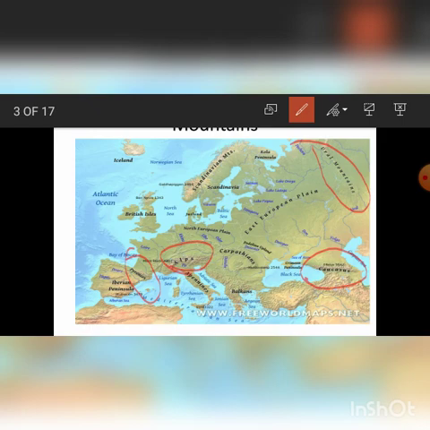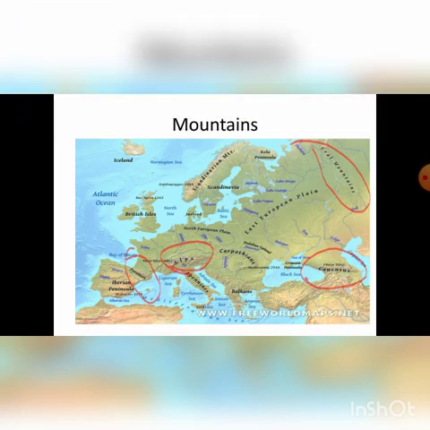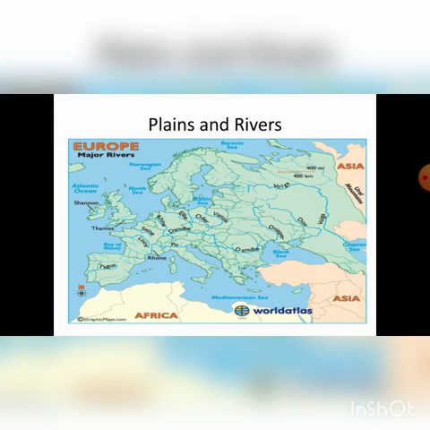There is a lot of difference between Europe and Asia. We can see many plateaus in Asia, but there are no large plateaus in Europe. There are only some small plateaus in France, Germany and Spain. There are vast plains in Europe. Eastern Europe is a vast plain.